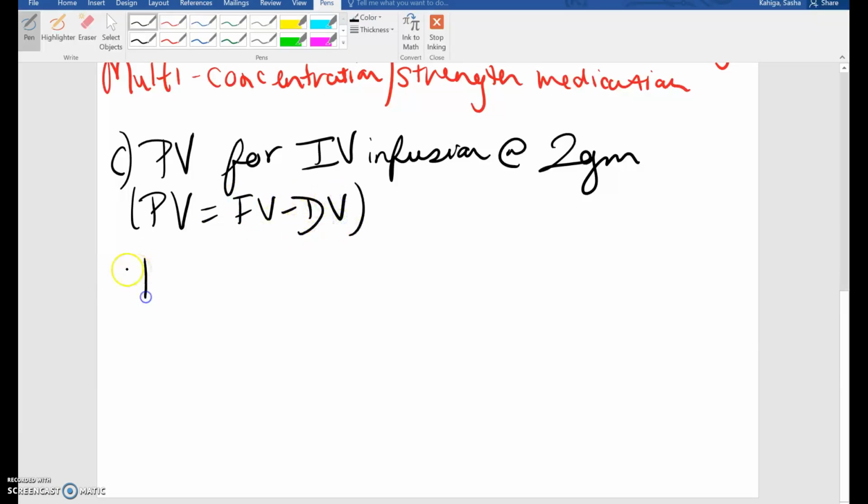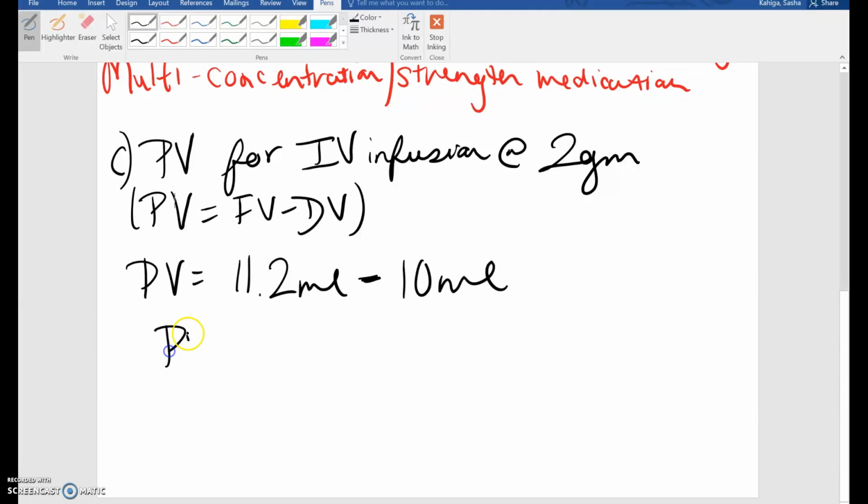All right. So my final volume of the intravenous infusion at 2 grams, you guys read on that label, is 11.2 milliliters. The diluent volume that was added was 10 milliliters. If you subtract the two together, your answer should be 1.2 milliliters of powdered volume. Well, that does make sense.